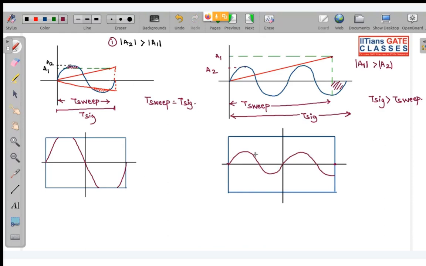This will be wrong because your screen is symmetrical. If this much part you are accommodating in this half of the screen, obviously the other half is going to accommodate this much part. So this is wrong. This signal I have drawn is wrong. Even though I know the concept, this is not the signal. This signal will look something like this.